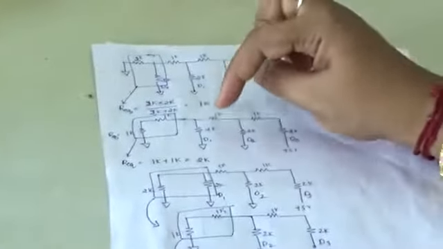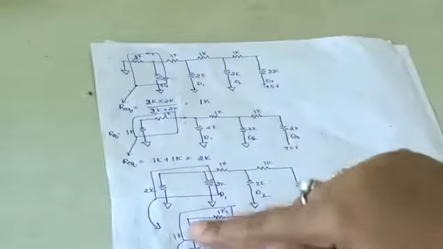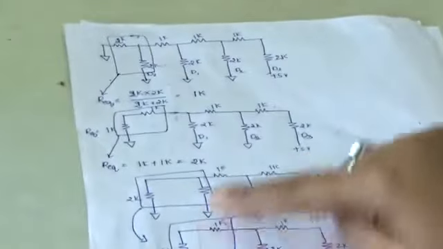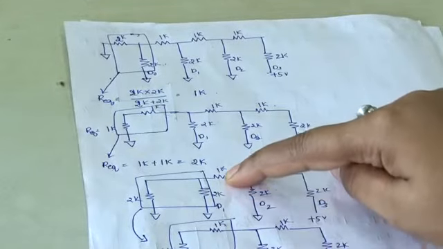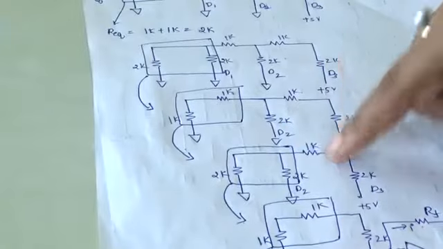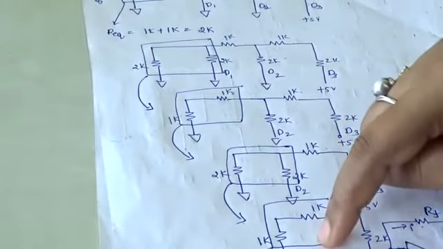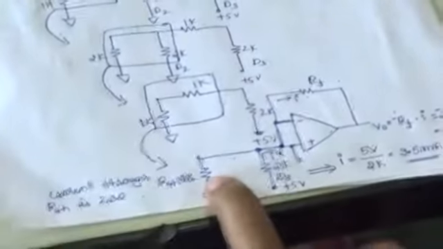It will be 2K, 2K in parallel, so you will get an equivalent resistance of 1K. Again, that 1K is in series with this 1K, so 1K plus 1K is 2K. Again, that 2K will be in parallel with the next 2K, so again the resultant resistance will be 1K. Again, that will be in series with this 1K, so you will get 2K. So this is the equivalent resistance that we are going to get, the equivalent resistance RTH as 2K.